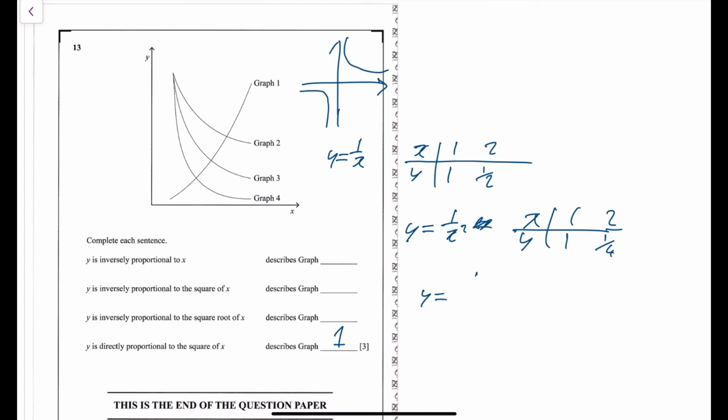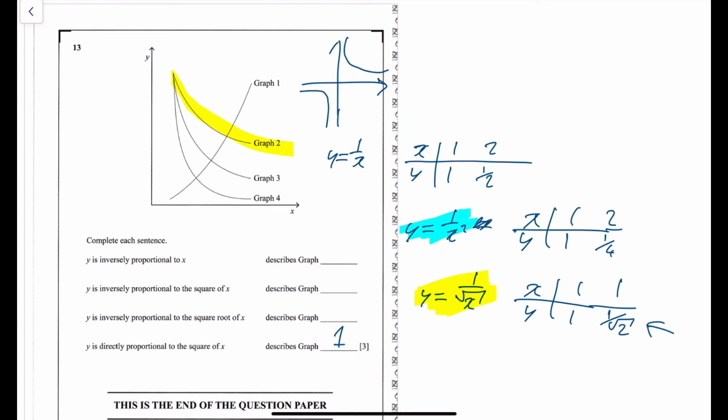And then y is proportional to the square root of x. So I've got x and I've got my y. 1 over the square root of 1 is just 1. And then 1 over the square root of 2 is 1 divided by root 2. And that would be a bigger thing than both a half and a quarter. So that means this one here, that's inversely proportional to the square root of x, would be this one.